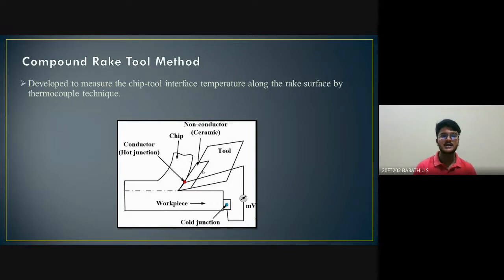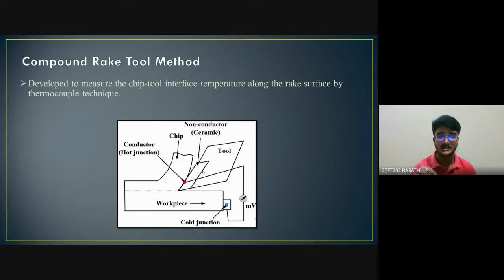The first method is the tool-workpiece interface technique. It is a similar method. We are using a non-conductor, a ceramic material, at the edge of the tool. It was connected to the hot junction, called the hot junction area.